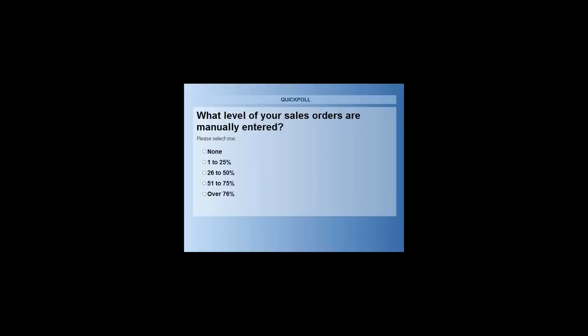Thank you very much, Adam. So let's have a look at what level of your sales orders are manually entered today. Is it none, 0%, 1 to 25%, 26 to 50%, 51 to 75%, or is it indeed over 76% of your sales orders that are manually entered today? Only 43% of you voted. Please do tick the box which is most appropriate to your own situation. I'm sure one of them is appropriate to you. So 55%, if you haven't voted, please do so. Closing the poll in 3, 2, 1.